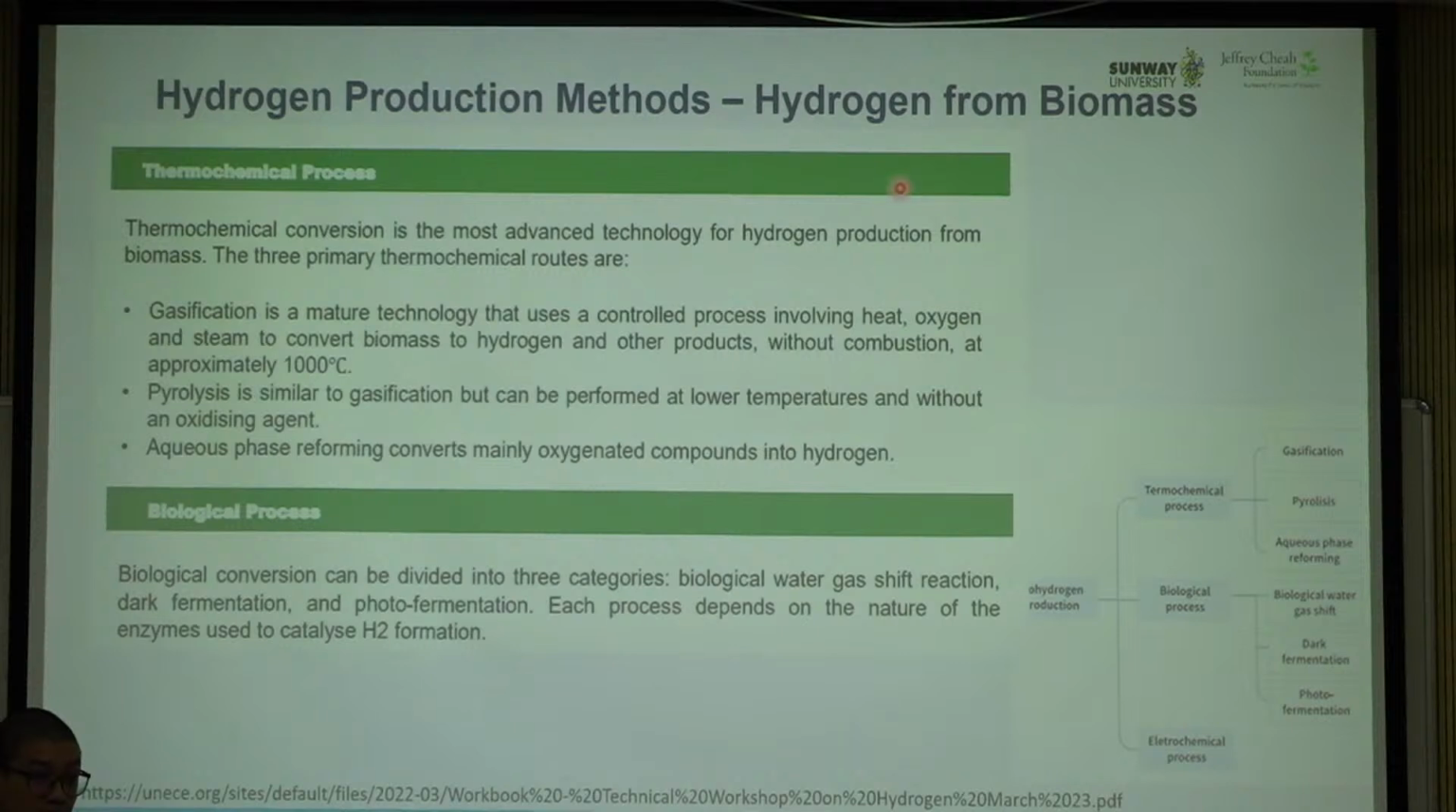So we can produce the hydrogen from biomass. The biomass, this is the topic that we keep discussing. For biomass, there are two methods as I mentioned before. First is the thermochemical method, which normally uses the gasification process to produce the hydrogen. But at the same time, we can also use pyrolysis, which uses lower temperatures to produce the syngas. Then the hydrogen gas might be produced as well during the process.